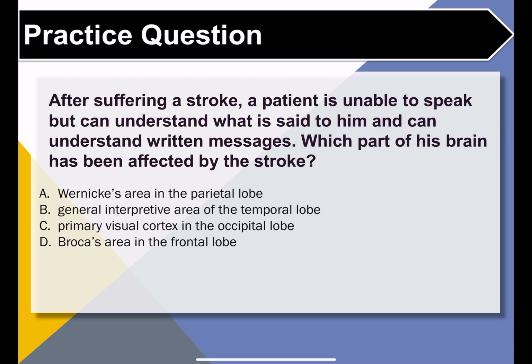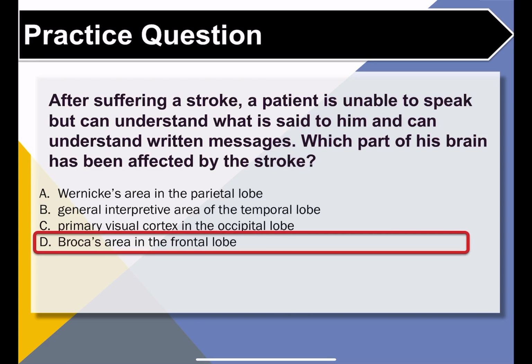After suffering a stroke, a patient is unable to speak, but can understand what is said to him and can understand written messages. So which part of his brain is affected by the stroke? The Broca's area. They can't speak, they can't form words, but they are able to do comprehension. And Wernicke's area is the opposite effect. They can speak, form words, but they don't mean anything.